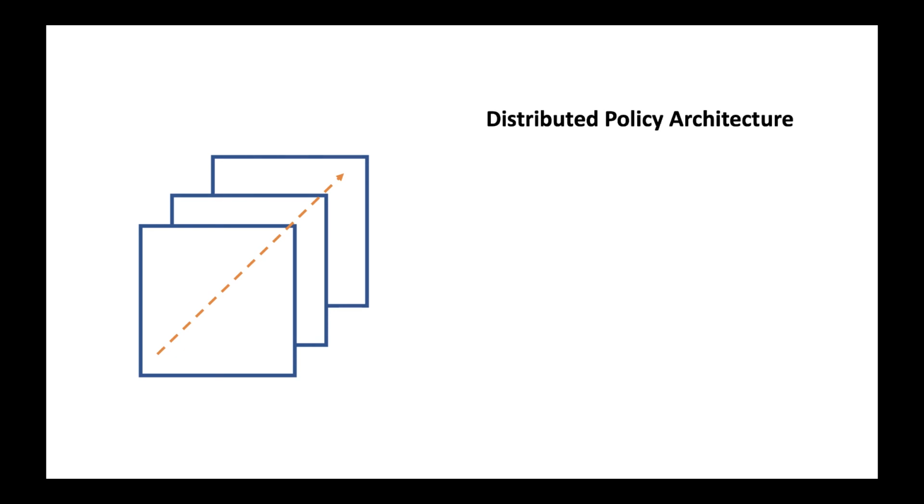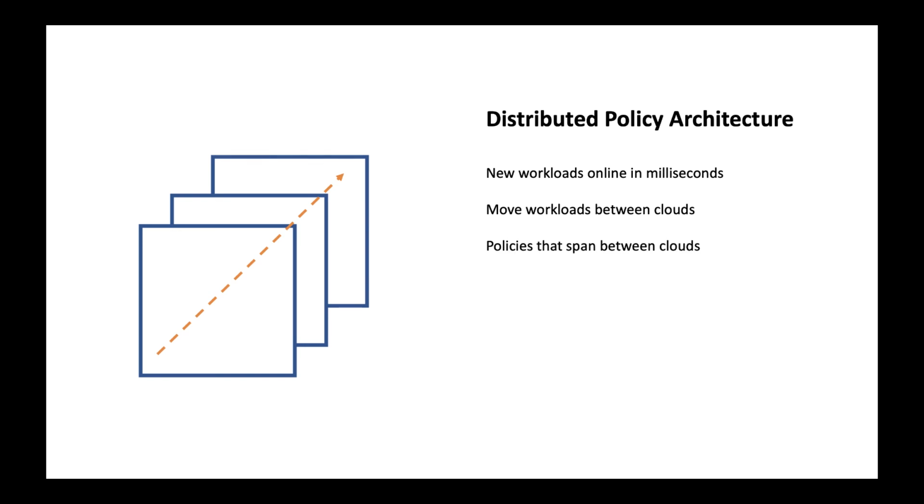Calico Enterprise uses a distributed policy architecture that enables new workloads to come online in milliseconds, even for environments with hundreds of thousands of workloads. The Calico Enterprise policy model also supports all clouds, enabling you to deploy to any cloud or infrastructure that you would like without having to rewrite segmentation policies. You can even define policies that control traffic between clouds, as well as between containers and instances.